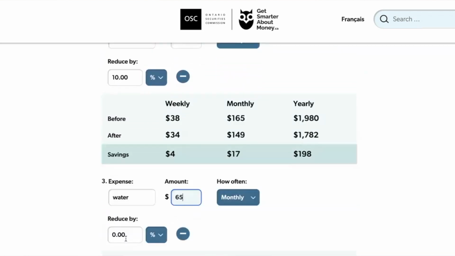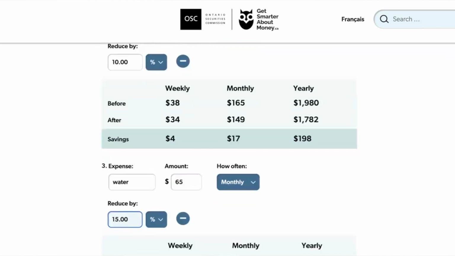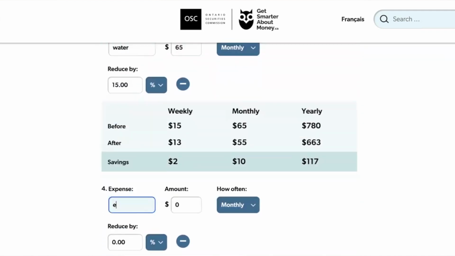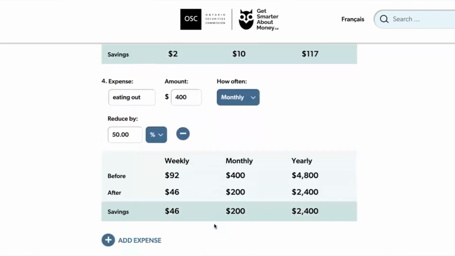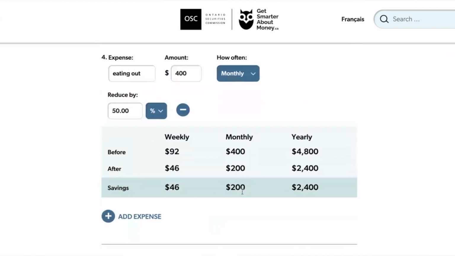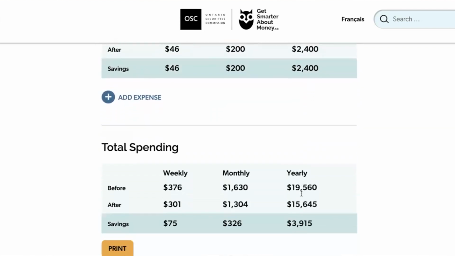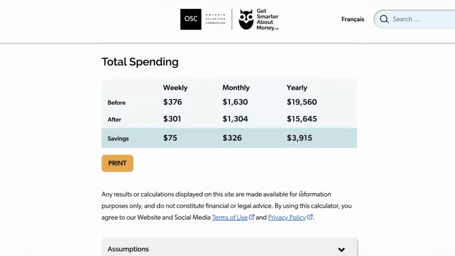Now, I went ahead and did calculations for saving on utilities and water and also eating out. And the nice part about this calculator is you can scroll all the way down. You put as many categories in there as you want. It keeps letting you add more to it. You scroll down, and based on the savings goals in all the areas that you've entered, it tells you how much you are going to be able to save on a weekly basis, a monthly basis, and a yearly basis. The nice thing about the weekly basis is that's generally a very doable goal.